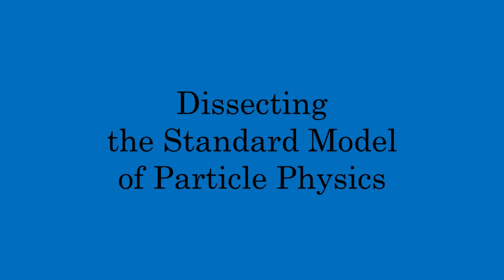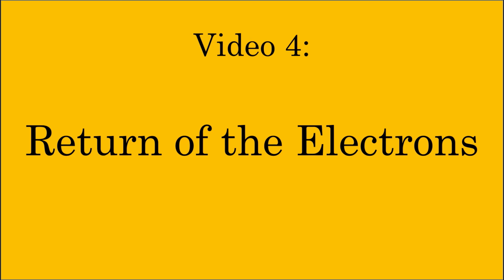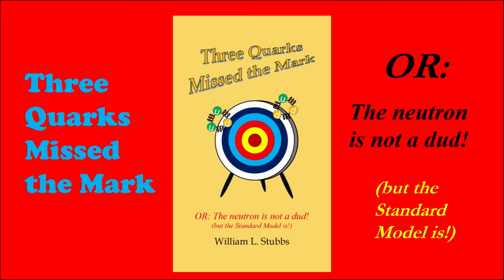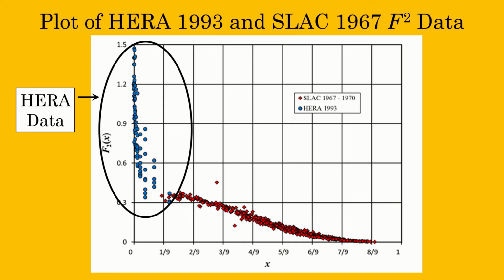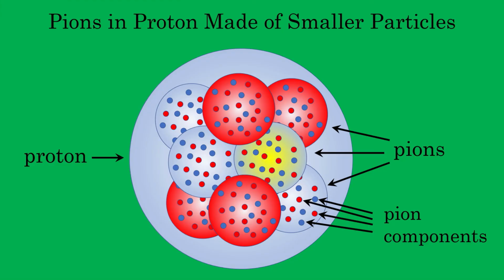Welcome to the fourth video in my series, Dissecting the Standard Model of Particle Physics, entitled Return of the Electrons. In this video, I continue discussing the contents of my book, Three Quarks Missed the Mark, by examining the HERA F2 data and showing how it leads to the discovery of electrons inside the pions forming the proton. Let's get started.